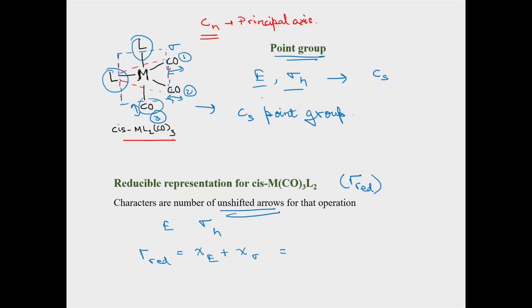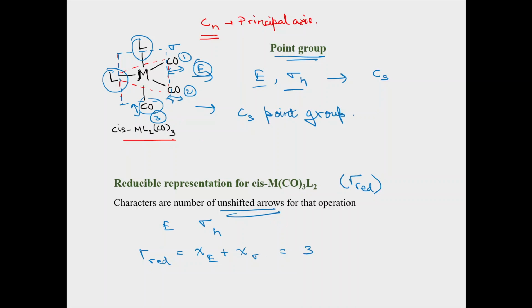So now if we do the identity operation in this complex, then what will happen? There are three arrows. We will check how many of them remain unchanged, unshifted, after doing operation E on this compound. Since this is the identity operation, none of the three arrows will be shifted, and therefore the character of E will be 3.